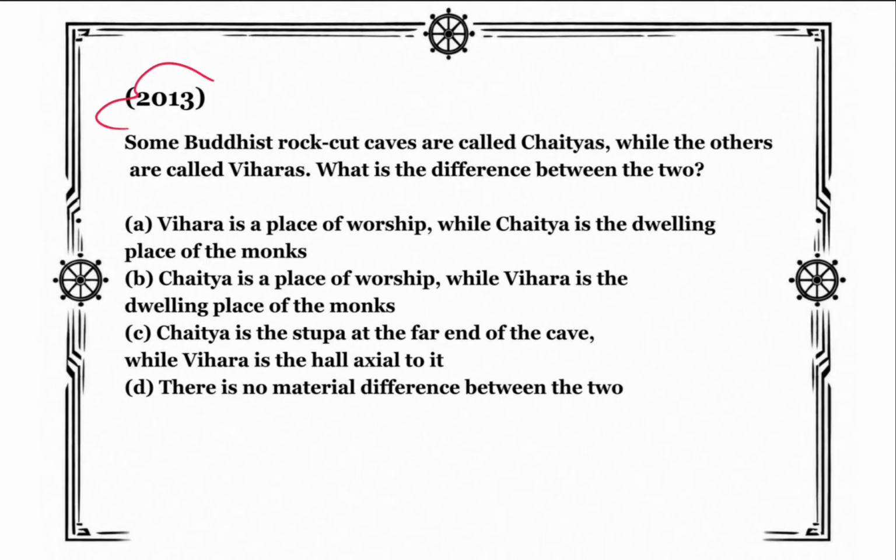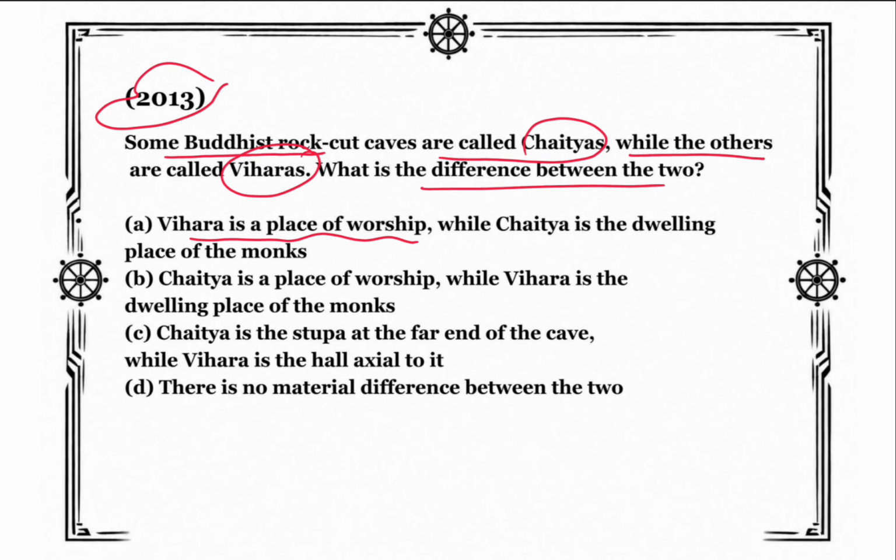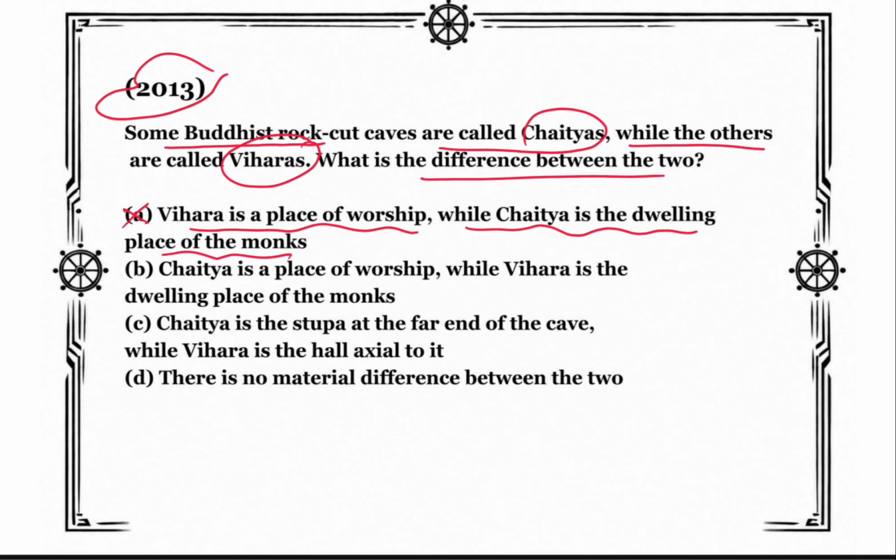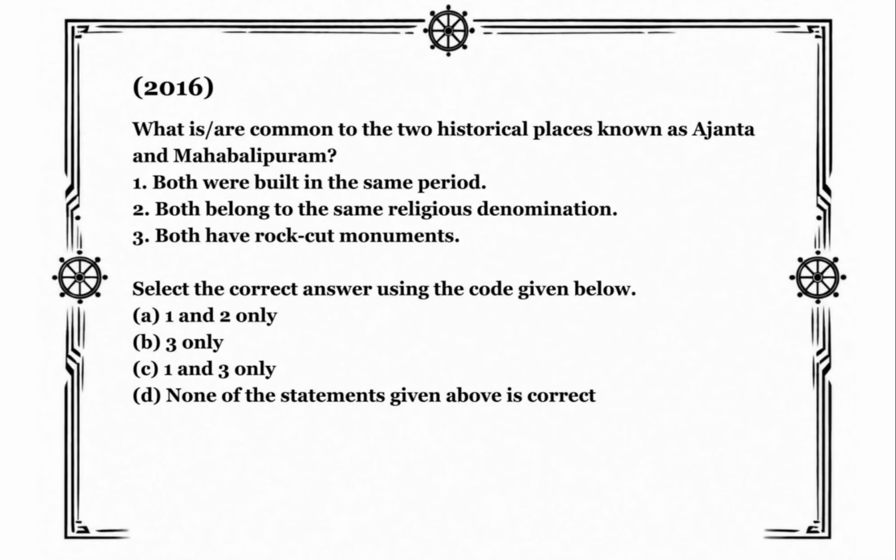In 2013 again, we were asked, some Buddhist rock-cut caves are called chaityas while the others are called viharas. What is the fundamental difference between the two? Vihara is a place of worship while chaitya is a dwelling place for monks. No. Chaitya is the place of worship while vihara is the dwelling place of monks. That is correct.